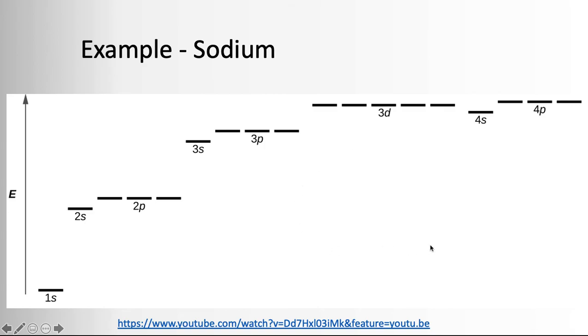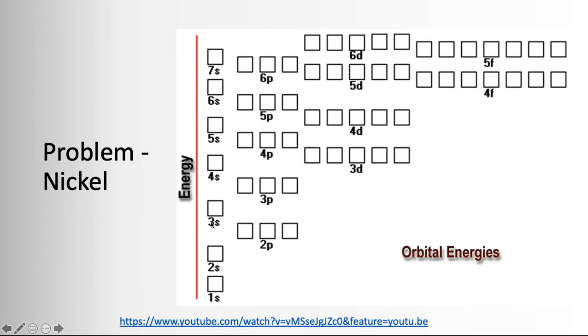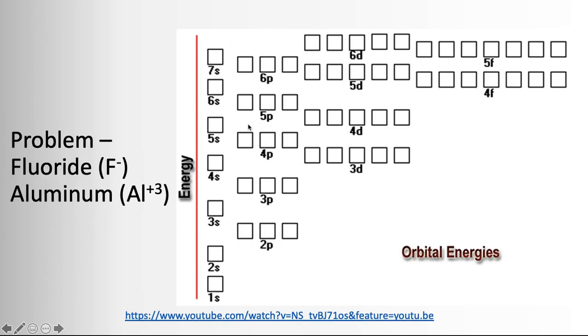I know right now it doesn't mean a whole lot to you, but watch the videos where you look at the examples and it will make a lot more sense. So I have sodium, I have titanium here, and nickel. And then I do a couple of examples on ions and how to figure those out.